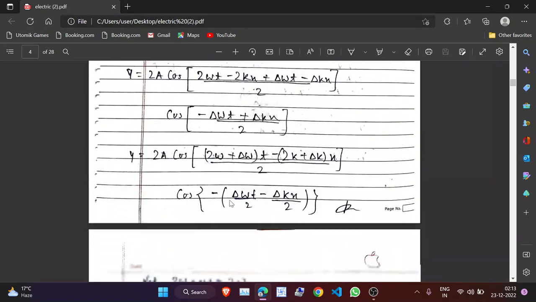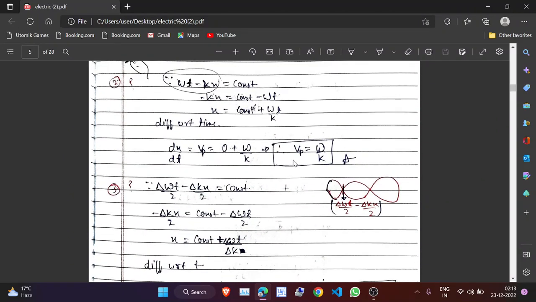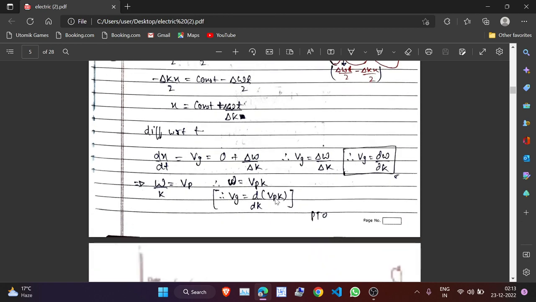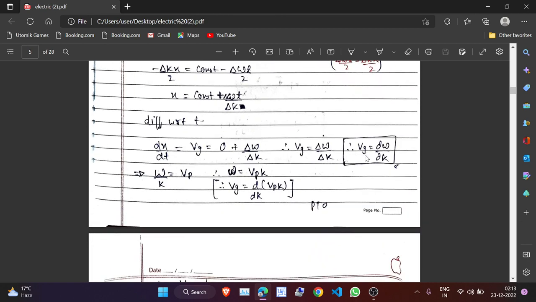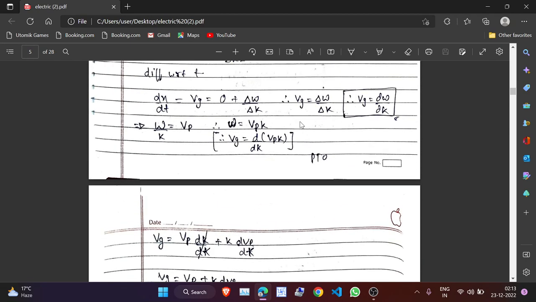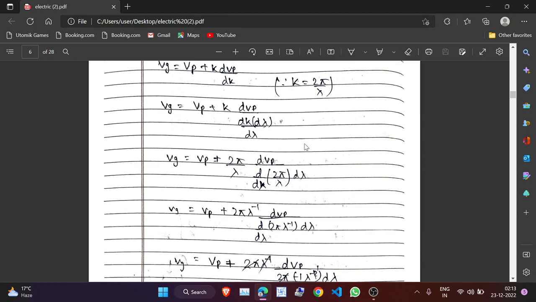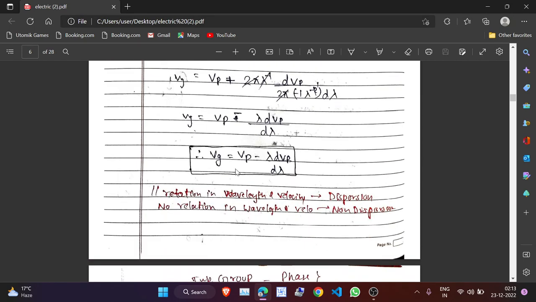We have solved the whole derivation. We have got the result Vp, that is phase velocity, is equal to omega upon k, and the group velocity is equal to d omega upon dk. And then we have used both the equations and solved through a single equation and derived the formula that Vg is equal to Vp minus lambda dVp upon d lambda.